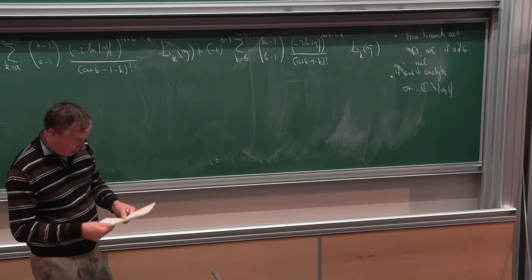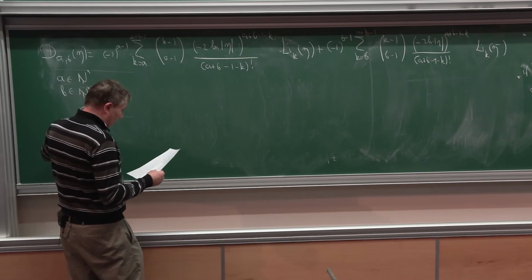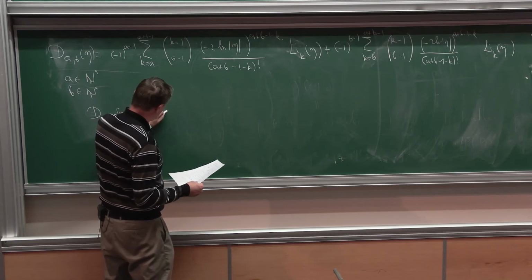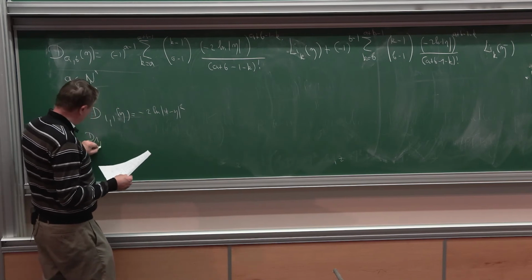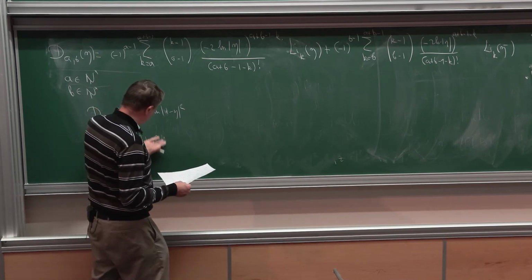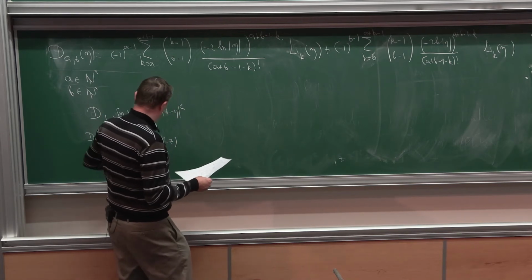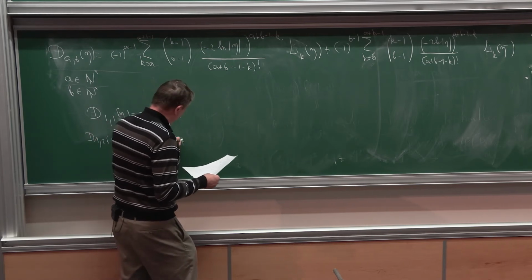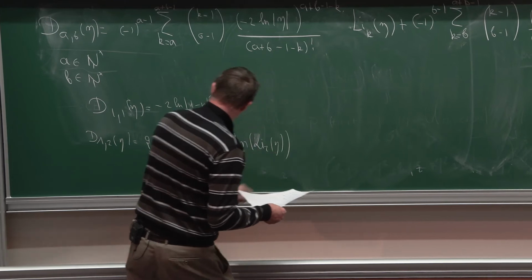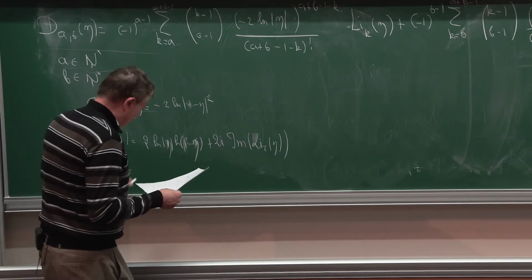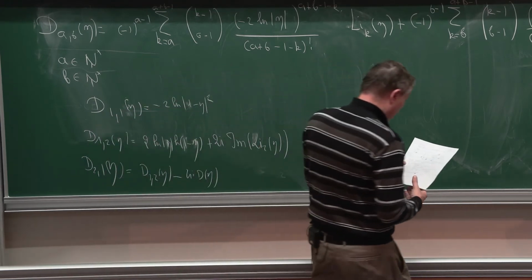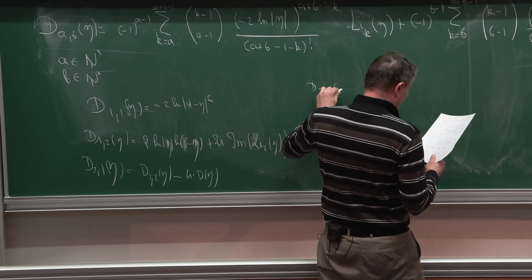Very good. So now, if I look at what these functions are, D_{11} of eta is minus 2 log of modulus of 1 minus eta, squared. D_{12} of eta is 2 times log of modulus of eta, log of modulus of 1 minus eta, plus 2i imaginary part of Li_2 of eta, and D_{21} of eta is D_{12} of eta minus 4i D of eta, and I'm going to write another one as an example, D_{22} of eta.